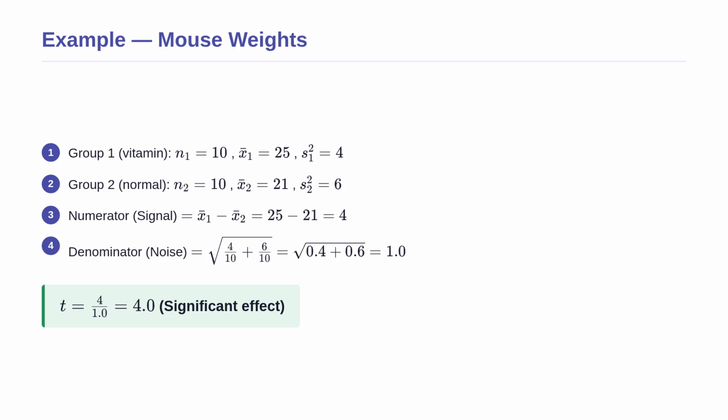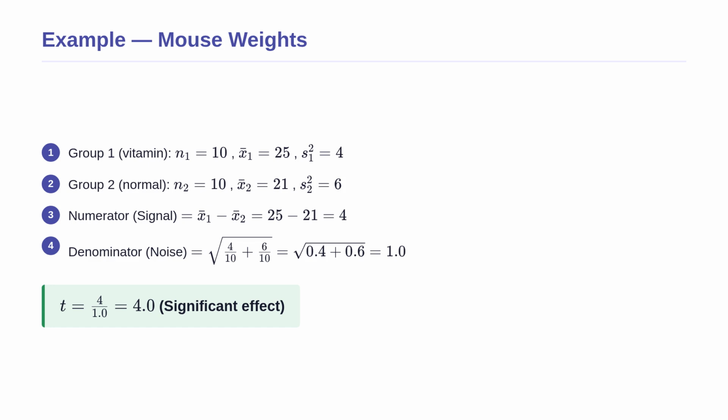Before we move on, let us see this formula in action with a concrete example. Suppose we want to test if a new vitamin supplement increases the weight of laboratory mice. We are given two groups. Group 1 receives the vitamin and has 10 mice, an average weight of 25 grams and a variance of 4. Group 2 is on a normal diet, also with 10 mice, an average weight of 21 grams and a variance of 6. We want to find the t-statistic.